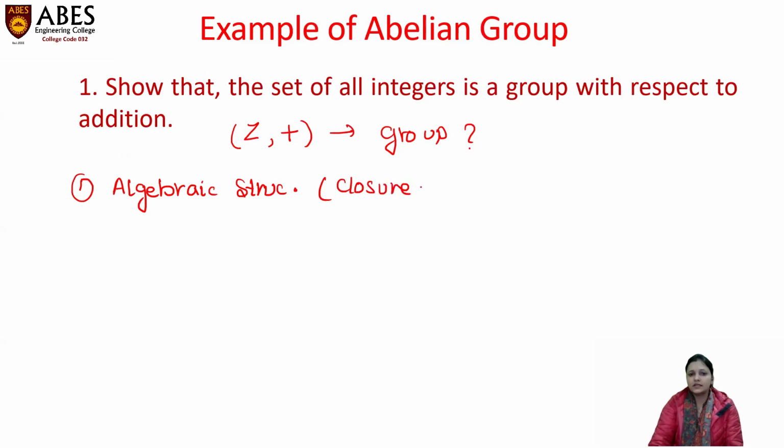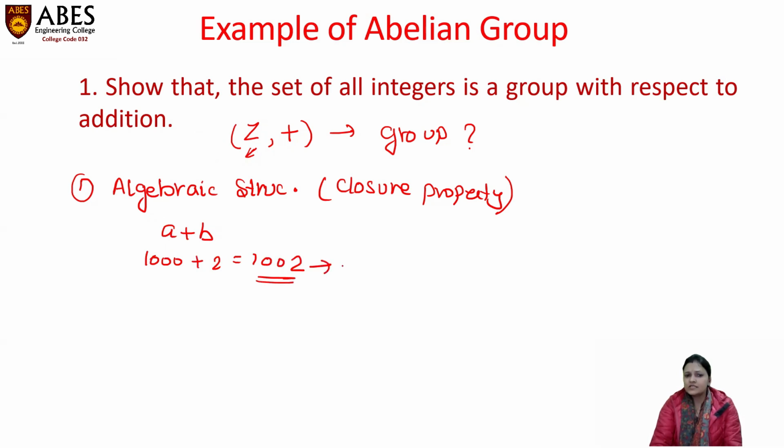And the closure property says that if we take any two integers out of these integers and apply the addition operator between these two integers, the result which we will get should belong to this particular set, the set of integers. And we know that if we add any two integers, whatever they may be, for 1000 plus 2, it will always be an integer only. So we can say that if we apply this operation between any two integers, we will get an integer value only. So the closure property is satisfied here.